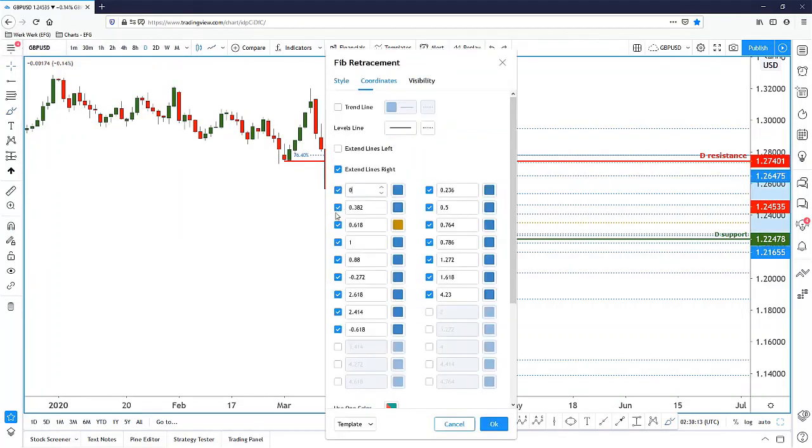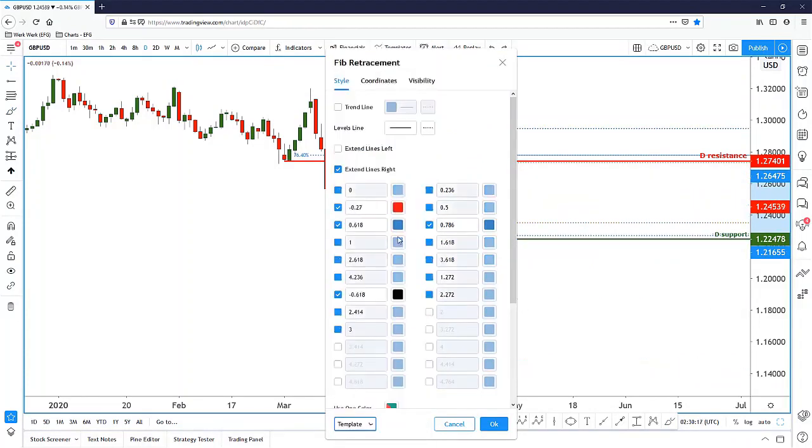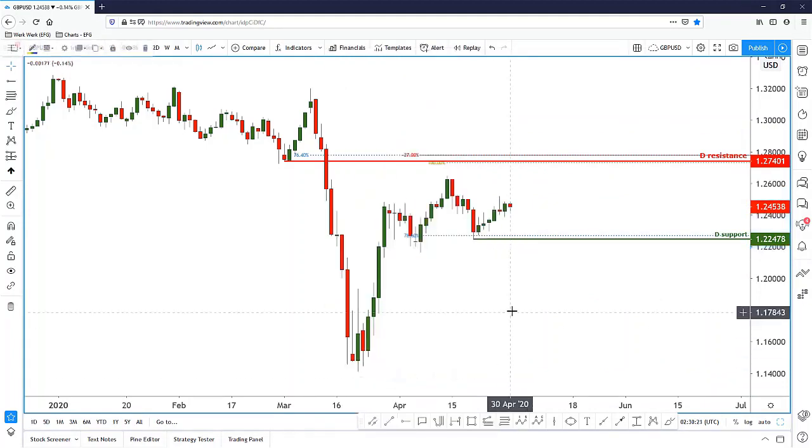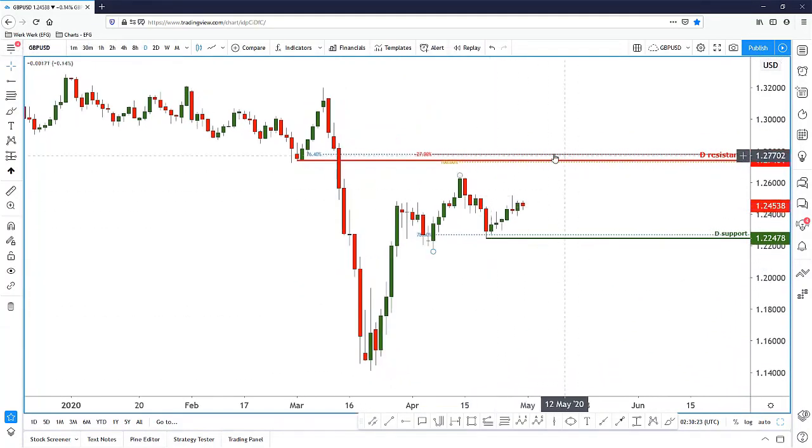So let me just highlight the 78.6. Okay, I want a 78.6 and the negative 27.2. All right, so with that, now that we have the daily support and daily resistance, let's go down to the 4 hours.